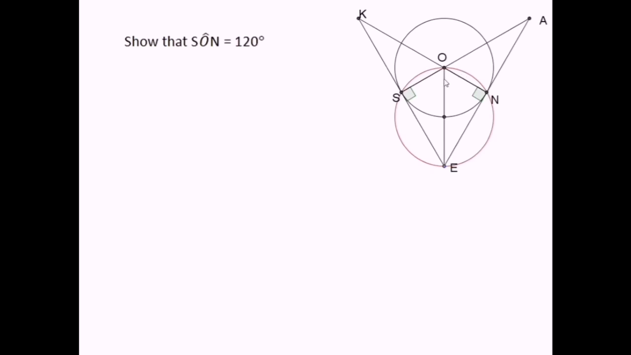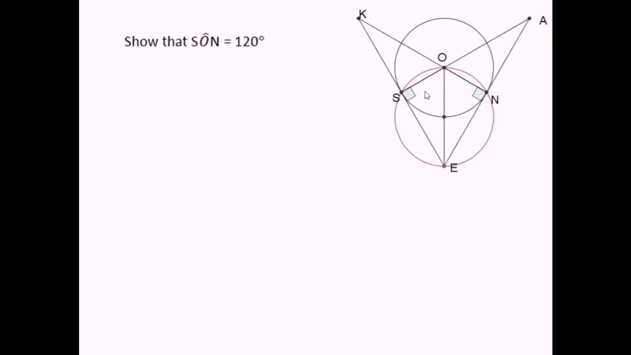How to prove this? In fact, whenever I want to show something, I must ask myself, how can I prove this? In order to prove SON 120, I can think of proving SOE 60 and EON 60. So how to prove SOE 60? I can prove SOE semi-equilateral and ONE also semi-equilateral. How to prove this triangle semi-equilateral?